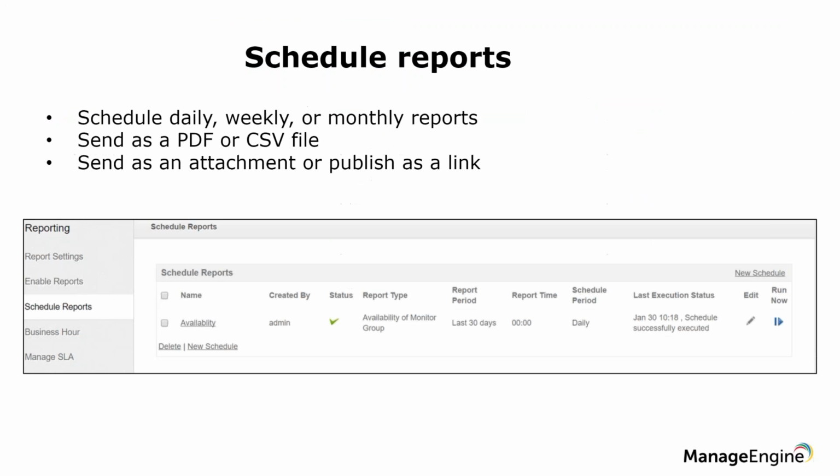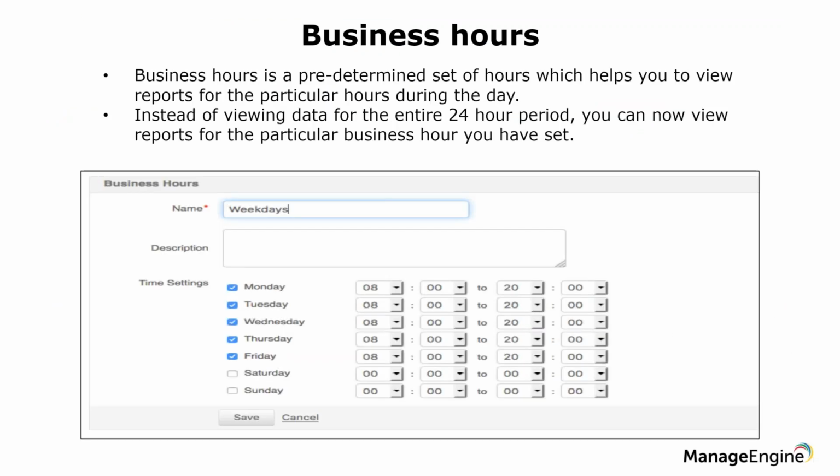The next option that we have in Application Manager is Business Hour. It's a predetermined set of hours which will help you view the reports for a particular hour during the day. Not only that, this business hour can be utilized in email actions as well, which means in case you want to trigger an action between 8 a.m. to 8 p.m., you can use this business hour option.